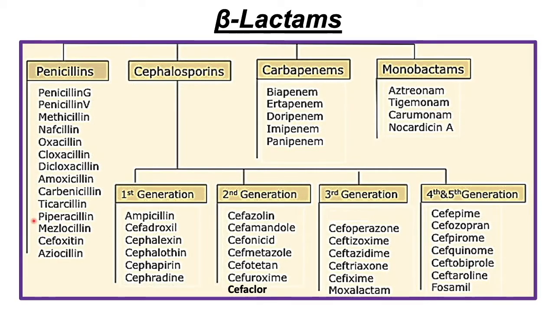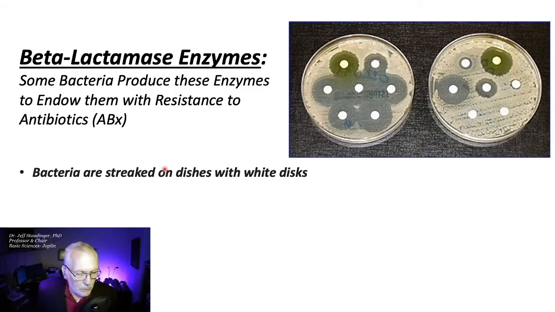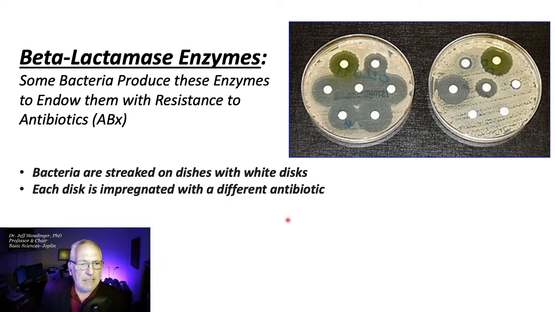Now, I'd like to talk about one of the penicillins, specifically piperacillin. In order to understand piperacillin, you're going to have to understand beta-lactamase enzymes. So some bacteria produce these enzymes to endow them with resistance to certain antibiotics. You can see here bacteria streaked on a dish are treated with discs. Each disc is impregnated with a different antibiotic.